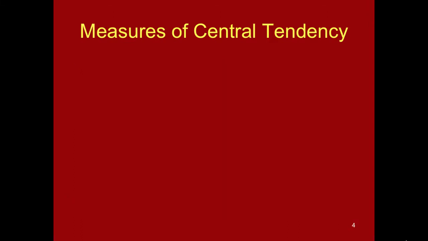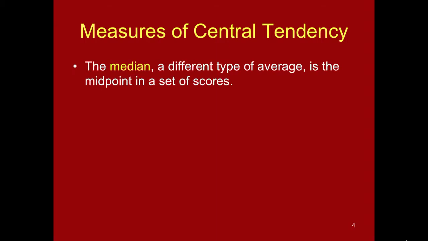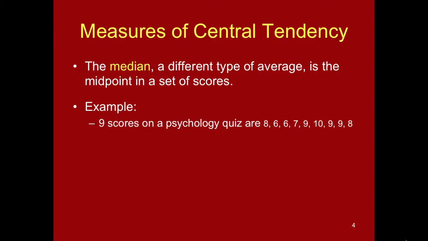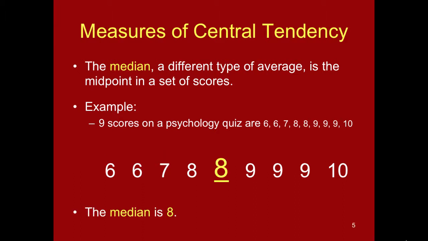Another type of average is the median. The median is the midpoint in a set of scores. When looking for the median of scores, it is important to list the scores in order. So looking at our same 9 scores from the psychology quiz, we first want to list them in order from least to greater value. Then we would find the score that lies directly in the middle of all of the other scores. In this case, the median is 8. You may notice that there are 4 scores on the left of the median and 4 scores on the right.